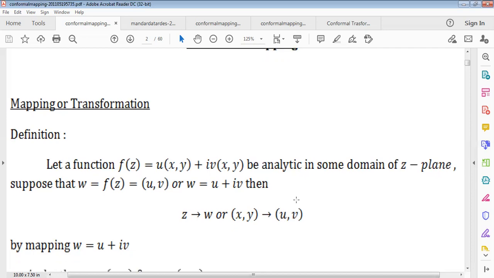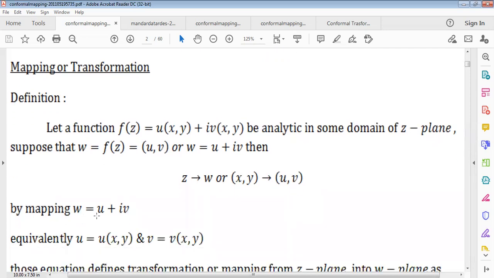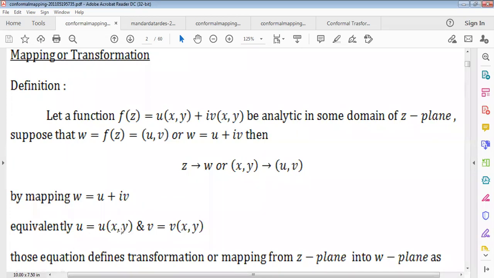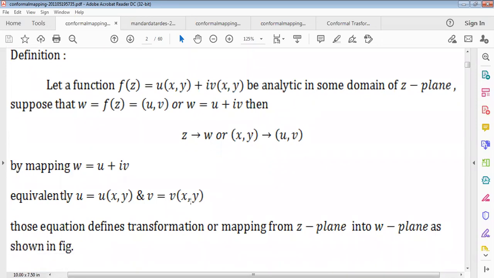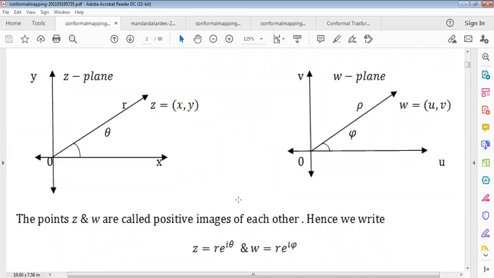u, v variables. So by the mapping w equals u plus iv, equivalently u is a function of x, y and v will be a function of x, y. This way, those equations define a transformation or mapping from z plane into w plane as in the following figure. Suppose z is the complex number x, y. We must know r is the modulus and theta is the argument.